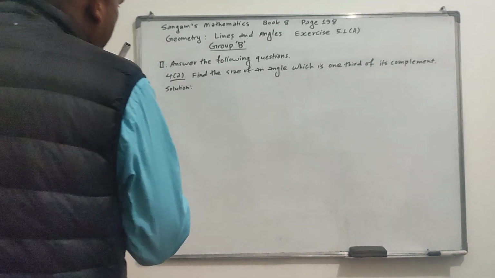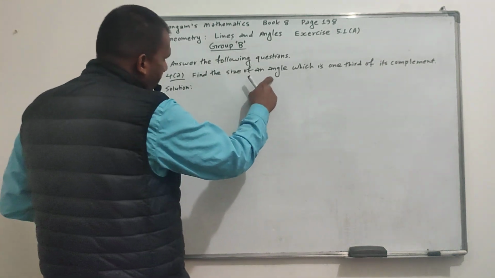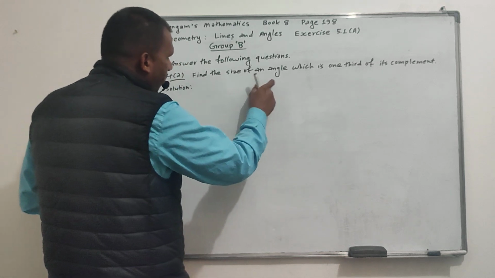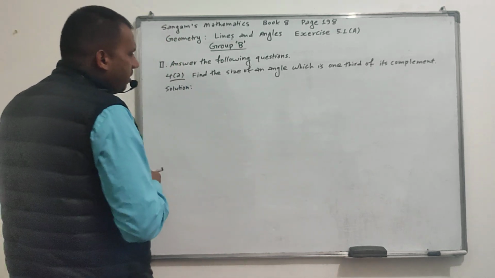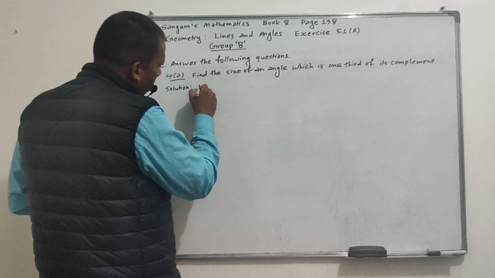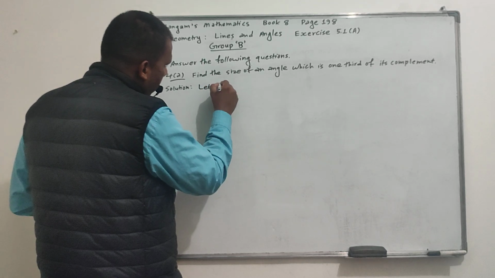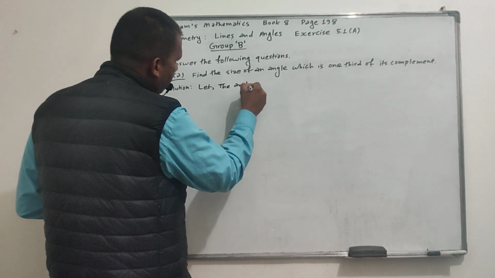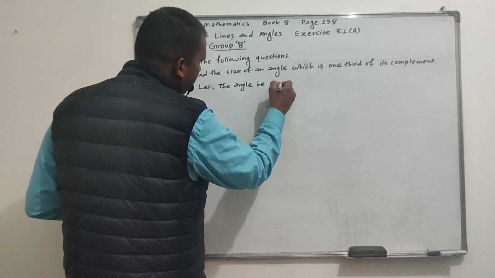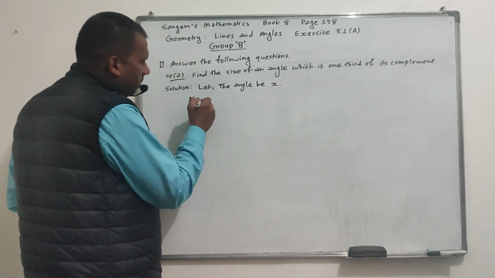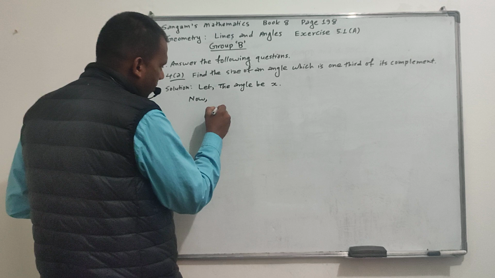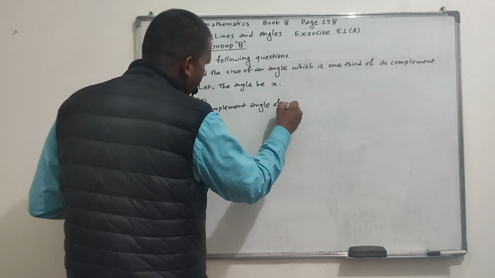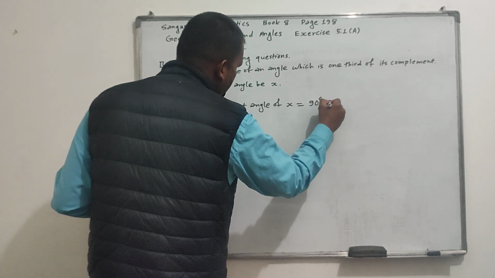Now question 4a. The question is, find the size of an angle which is 1/3 of its complement. It means the angle is equal to 1/3 of its complement. We have to find that angle. So here, let the angle be x. Now the complement angle of x equal to 90 degrees minus x.